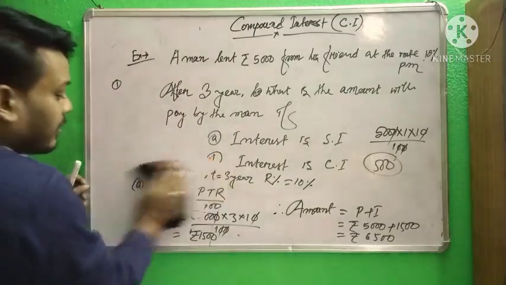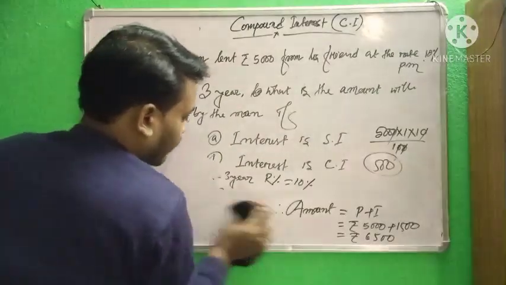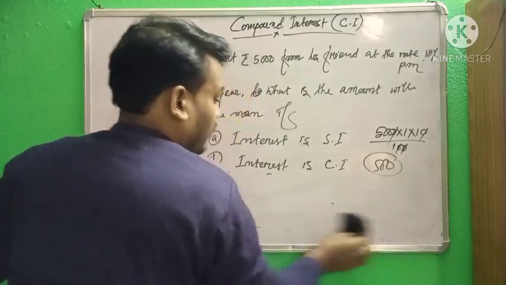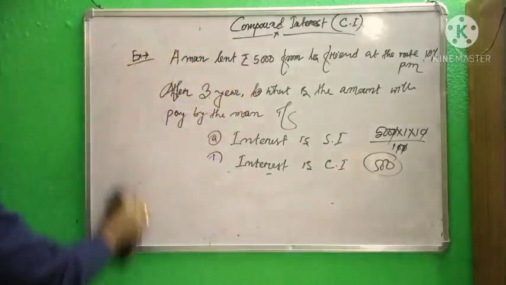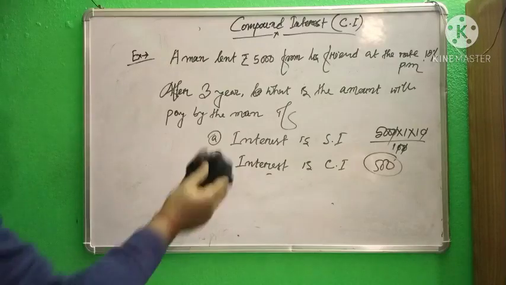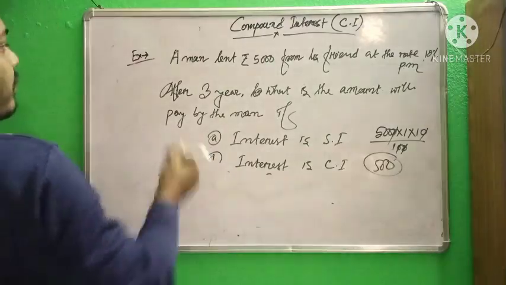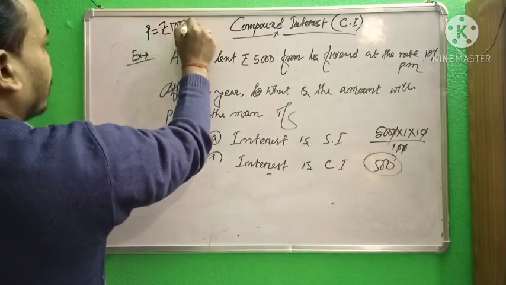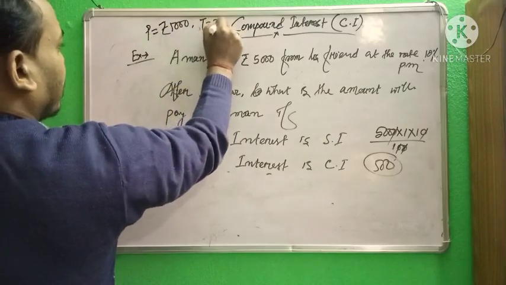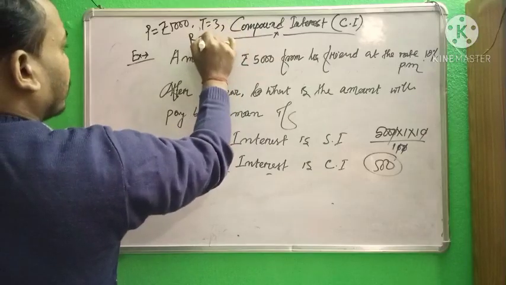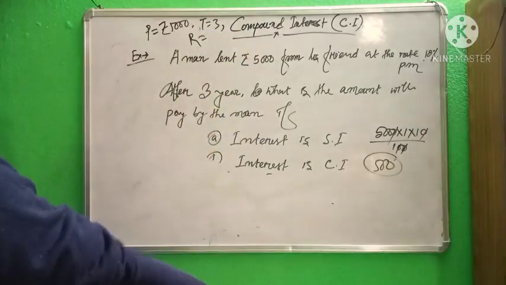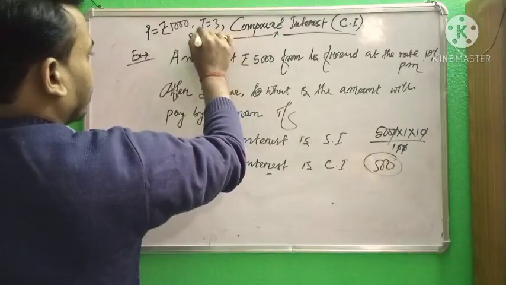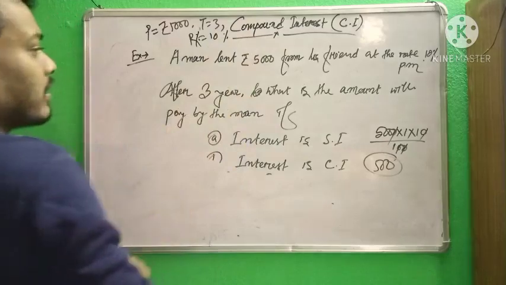Next, I think everyone should write the question. Now, in case of compound interest, okay, what is the given data? P equals rupees 5,000, T equals 3 years, R equals 10%. Okay, I wrap up the question.